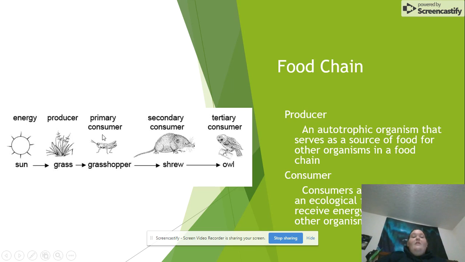is going to use part of the energy that it got from the sun to help keep it alive. So the grass has to be able to get rid of any toxins. It has to be able to grow. So it's going to use part of the energy. So the grasshopper's not going to get all of that energy. And the shrew's not going to get all the energy that the grasshopper got from the grass. And it's just going to keep going down to where the tertiary consumer is going to get a very small amount of the energy from the sun.